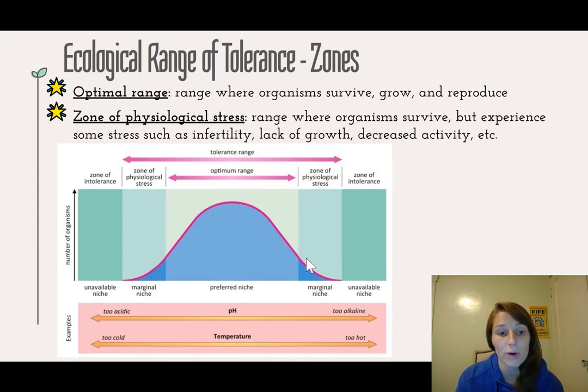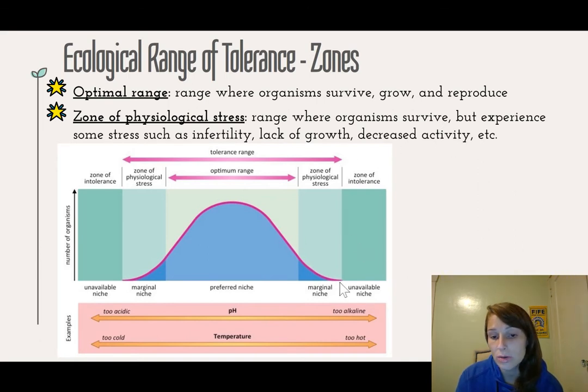Now, we do still have organisms that can be found in the zone of physiological stress, but as we're seeing, there are going to be smaller numbers here. And some of that might be due to the fact that if your stress is causing you to be infertile, you're going to have less offspring, which is going to decrease the amount in that area. So this is the zone of stress. We're going to find fewer individuals, and in the optimum we're going to find more.